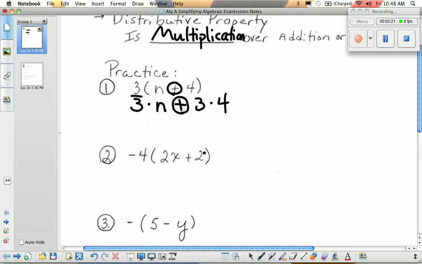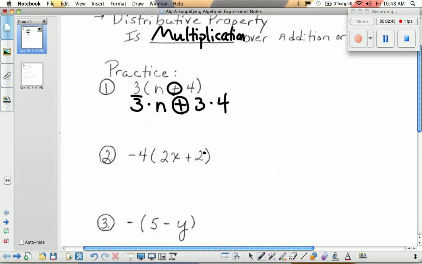Have you ever seen distributive property or done it before in other math classes? Yes? Okay. And did you have a certain method that worked for you? Or am I doing it differently than you did it? Who knows, huh? Okay, well, then let's just carry on.